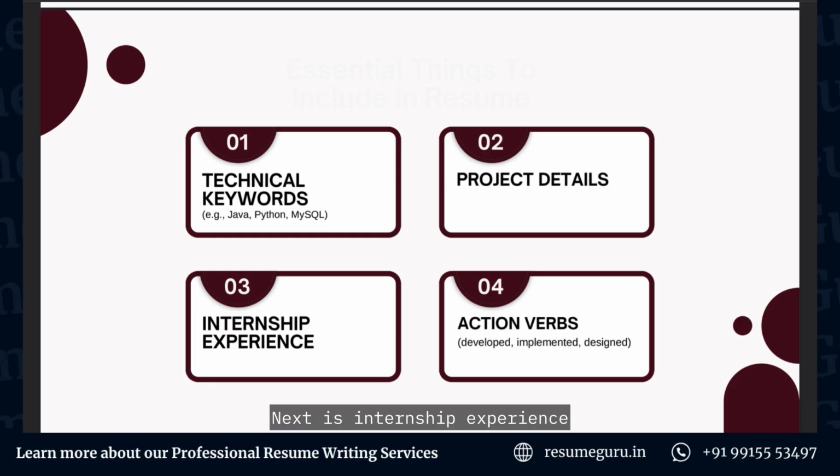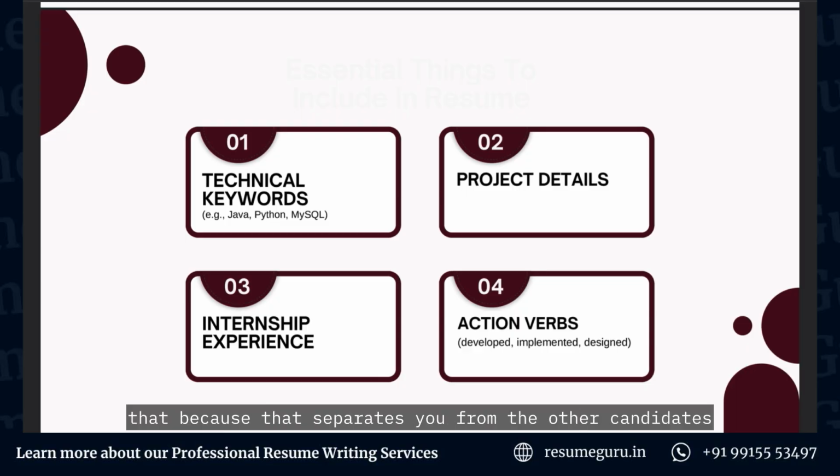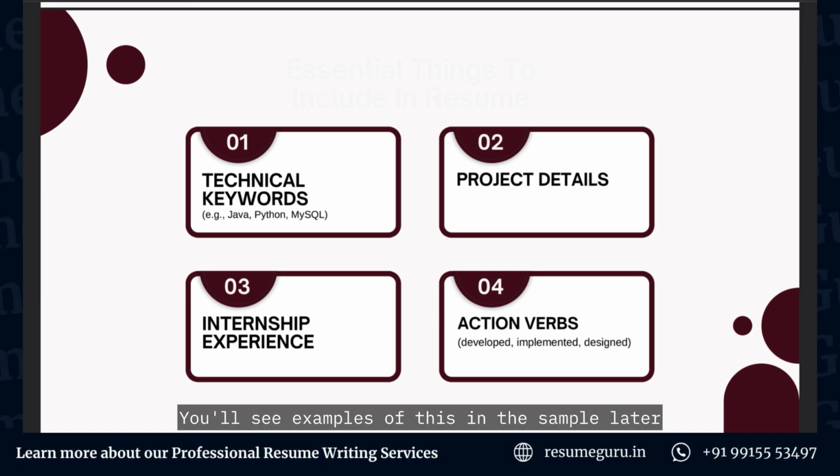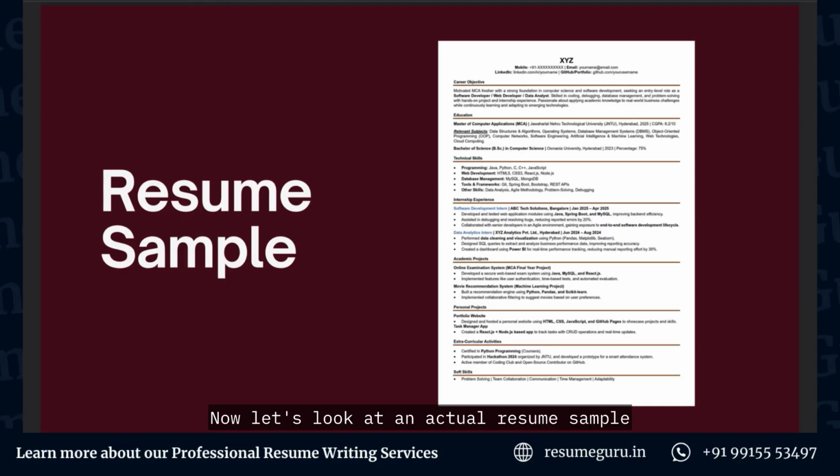Next is internship experience. Now if you have any internship experience, you should definitely highlight that because that separates you from the other candidates who may not have had any internship experience. Next is action verbs. Now to show that you're a performer and not just a doer, that you are more action and achievement oriented, you should use action verbs such as developed, implemented, designed in your sentences. You'll see examples of this in the sample later. Now let's look at an actual resume sample of an MCA Fresher to learn more.